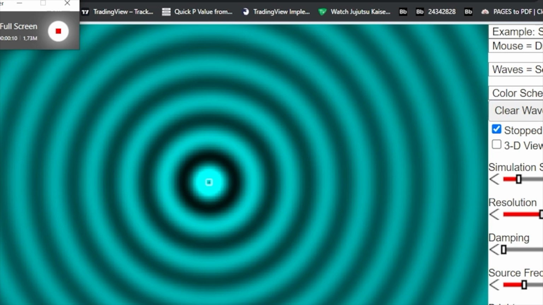Today we will be looking at waves, and in particular we will be looking at the construction and destruction interference. Today we will be using a ripple tank simulation provided by Java Falstad.